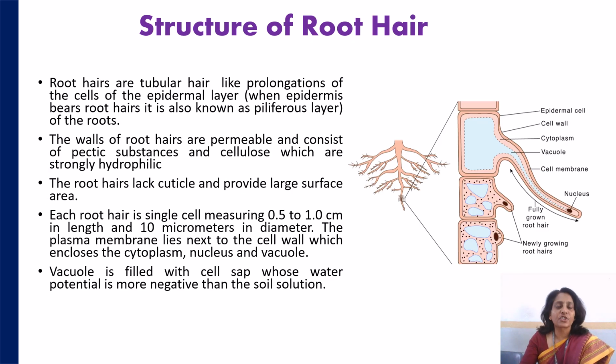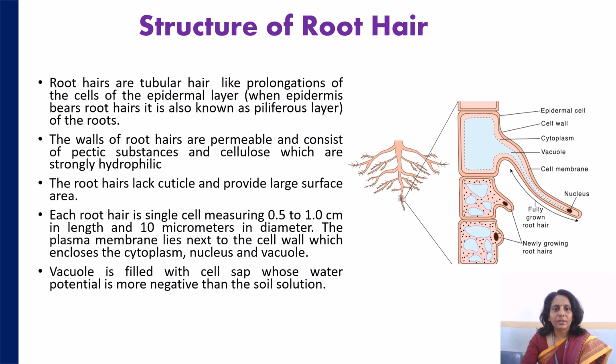Let us now look at the structure of the root hair. Root hairs are tubular structures or extensions which arise from the epidermis of the root. So when the root epidermis bears the root hair, it is also called the piliferous layer of the root. The wall of the root hair is made up of pectic substances and cellulose, which are strongly hydrophilic, and that is the reason that they absorb water. They lack a cuticle and thus provide a large surface area.